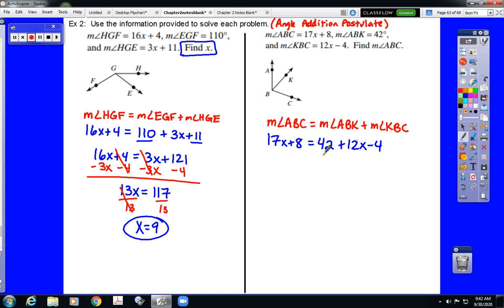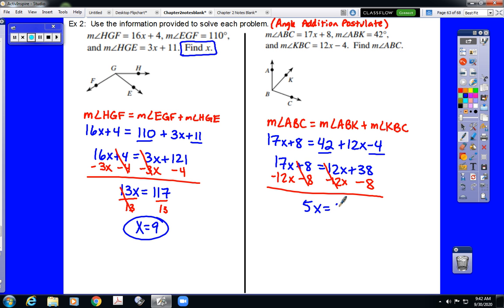Once again, we solve for x, so we add like terms. 17x plus 8 equals 12x plus 38. Then we isolate the variable, subtract 12x from each side, and subtract 8 from each side to move the variable to the left, and the number to the right, which gives us 5x equals 30. Divide by 5, and we get x equals 6. Go back and check to see if that's the answer to the question. It is not. We are told to find the measure of angle ABC.